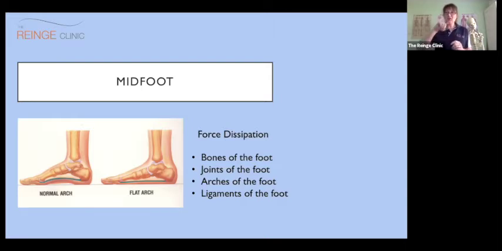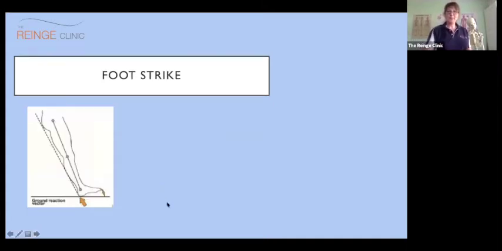The arches of the foot flatten and get rid of that force, and the ligaments of the foot flatten and give you all this upward momentum. So the midfoot is amazing. It's absolutely what we need when we run. Let's go back and look at that foot strike again, and back to our heel strike.